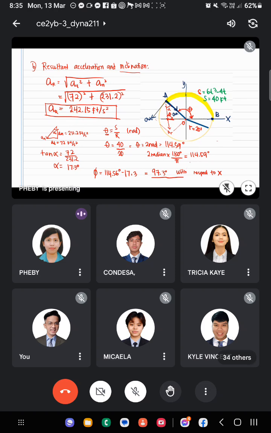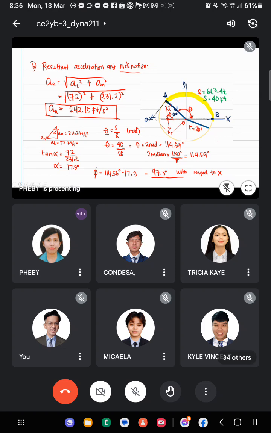Okay? So the resultant acceleration is equal to the square root of AT squared plus AN squared. So this is 242.15 feet per second squared. Its inclination with respect to the x-axis is 97.3 degrees. So again, in curvilinear motion, our acceleration has normal and tangential components, and the velocity also has x and y components, which in other examples later you will see how we get one by one. Okay, you have followed our first problem.